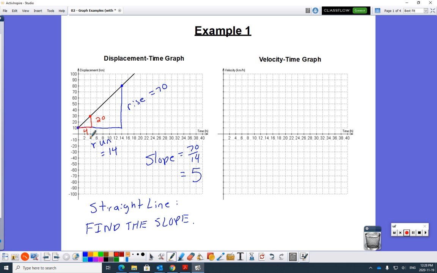So it doesn't matter which 2 points you choose, you'll get the same answer. Unless you have to estimate points, and then somebody else might have used 2 slightly different points, and they might have got 5.1 or something like that. It's the best we can do off graphs, is get a good estimate.